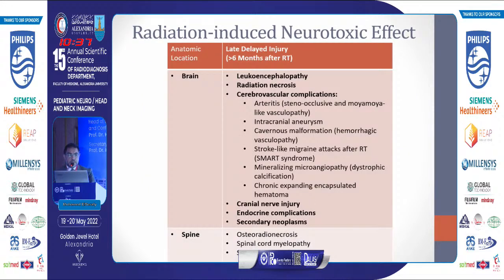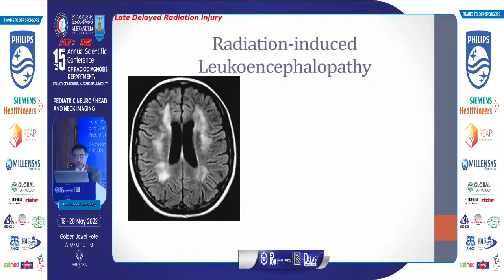The delayed effect that occurs after 6 months is the most important. It can present as leukoencephalopathy, radiation necrosis, cerebrovascular complication, cranial nerve injury, endocrine complication, or secondary neoplasm.